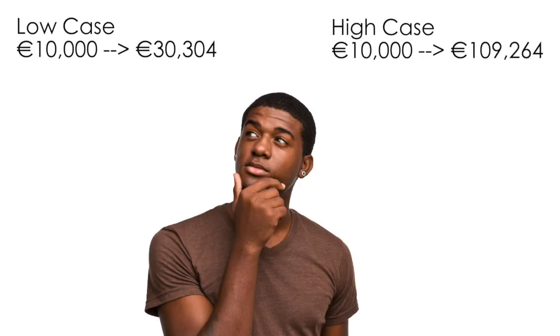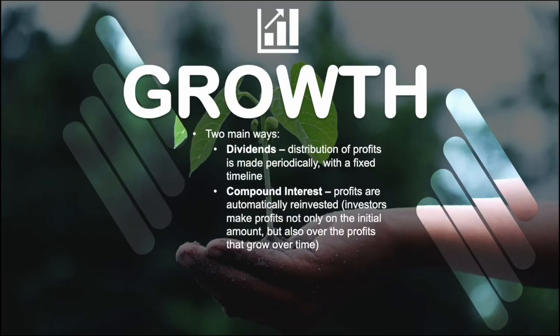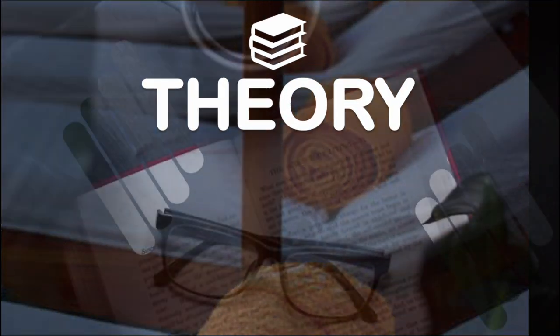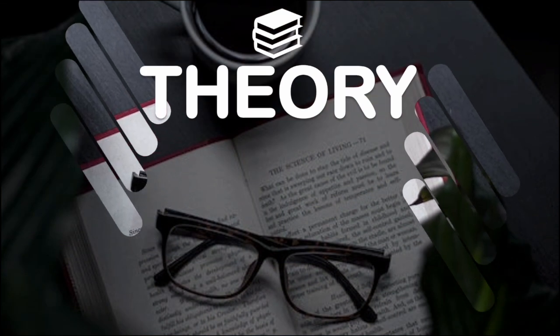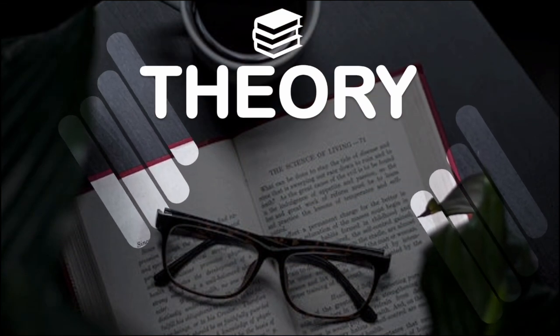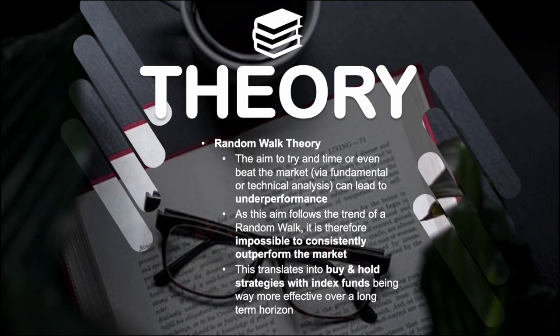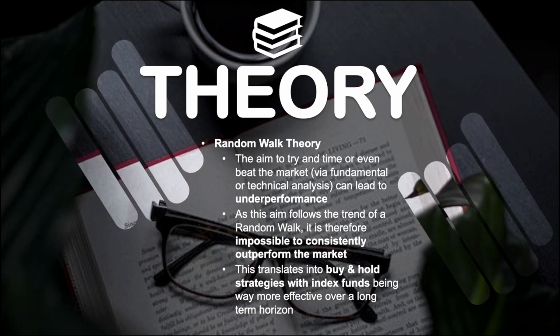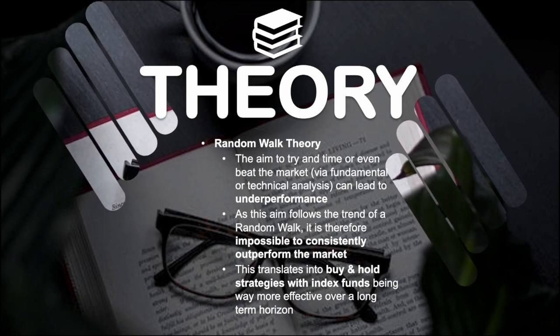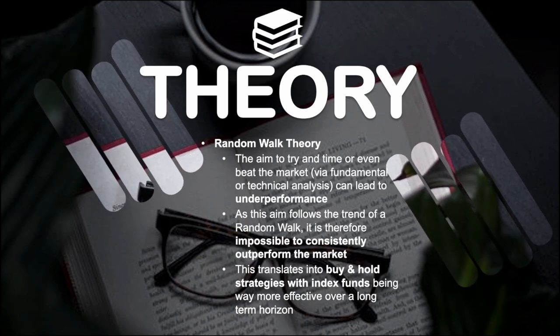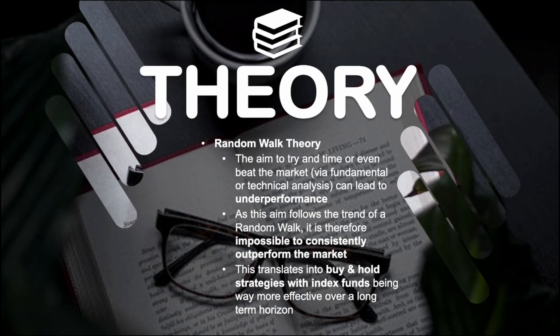So picture yourself now, but if you're still undecided, if you're still uncertain, let's provide the theory part. Let's talk about the theory for a sec. Today we're talking about the random walk theory. It's a very notorious theory, which is based around the fact that trying to time or even beat the market can lead to underperformance. And this attempt follows the trend of a random walk, from which the name is taken. Therefore, it's impossible to consistently outperform the market, and buy-and-hold strategies with index funds should perform way better.